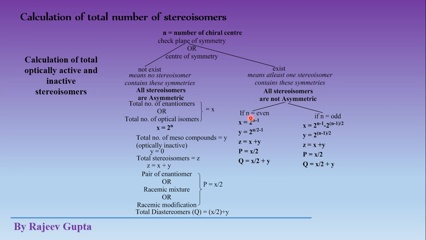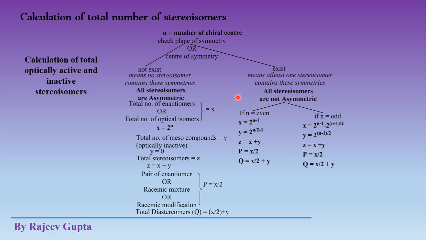If the molecule contains an even number of chiral centers, meaning 2, 4, 6 like this, then we will apply these formulas for x, y, z, p and q. And if this structure contains an odd number of chiral centers, meaning 3, 5, 7, etc., then we will apply these formulas. Okay, this x equals 2 to the power n minus 1. We have to remember these formulas.